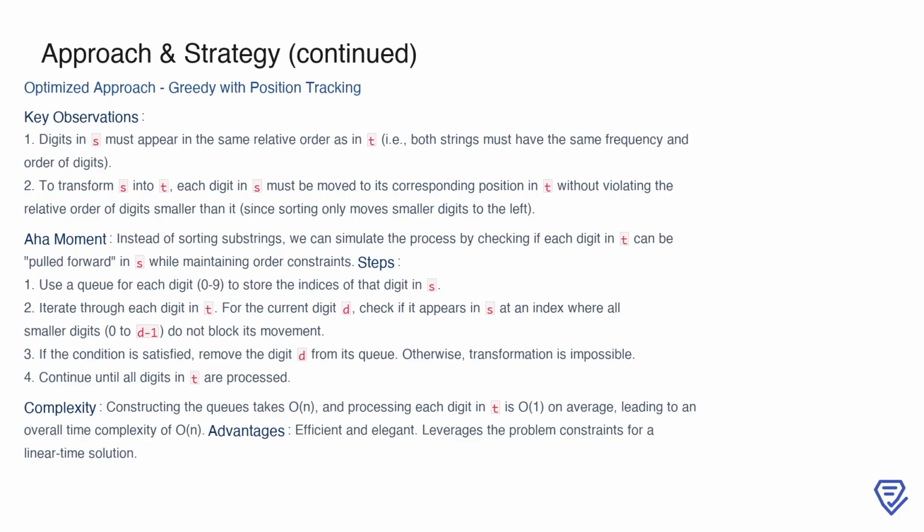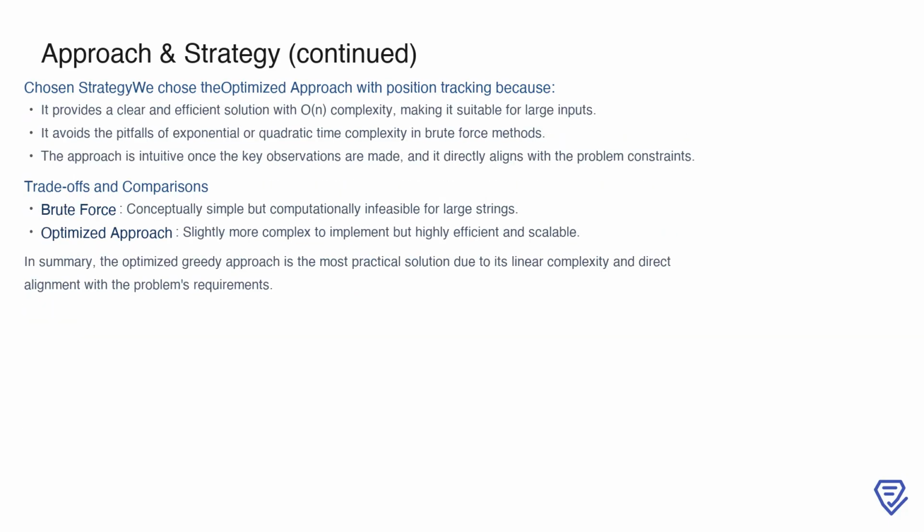This approach is efficient because building the queues takes linear time, and processing each digit in T is constant on average. Thus, the overall complexity is O(n), making this method both elegant and well-suited to the problem's constraints. The optimized approach with position tracking stands out as the most practical strategy for this problem. Its linear time complexity, O(n), ensures that it can handle large inputs efficiently.